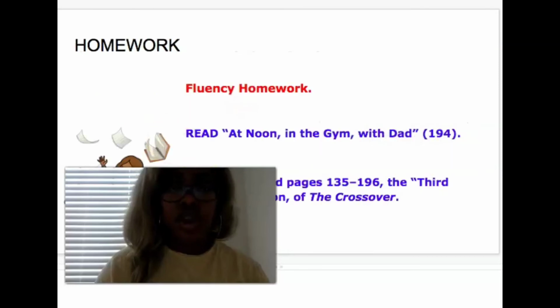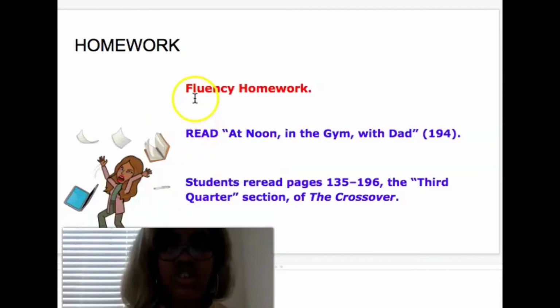For our homework, we are going to continue talking about fluency and reading at noon in the gym with Dad on page 194. Also, reread pages 135 through 196 of the third quarter section of the crossover, practicing your fluency skills.